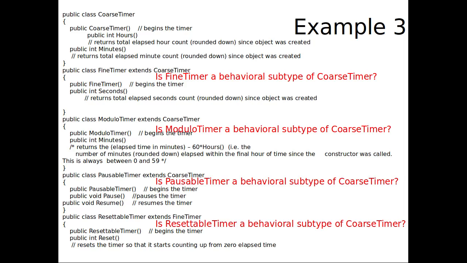Okay. Now there's fine timer, which has all the same methods, but it allows you to ask for the number of seconds, the total elapsed seconds since the object was created. Is that a behavioral subtype of course timer? Is that a legitimate subtype? Yeah, there's nothing wrong with that. It doesn't break this functionality at all.